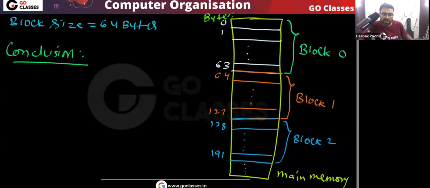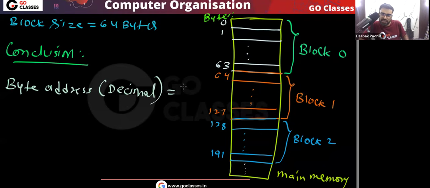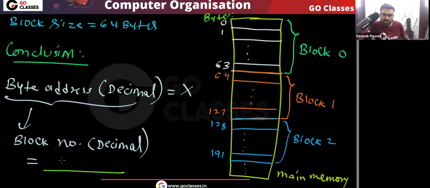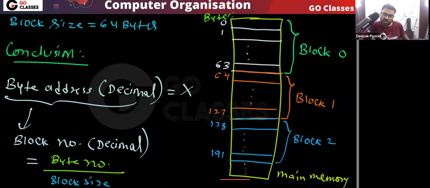I hope you understood this point, that if the byte address in decimal is X, then to find the block number in decimal, what we need to do is take this byte address, or I can say this byte number, divided by block size, and you take floor. Yes or no? You take floor. This is the formula.